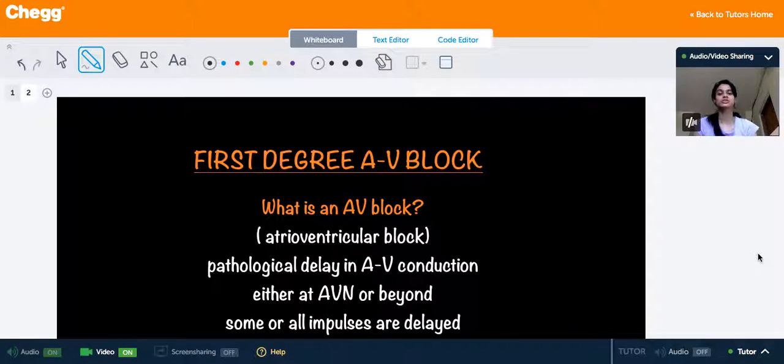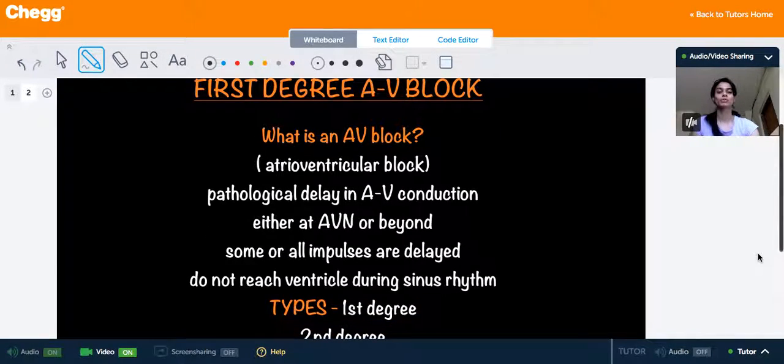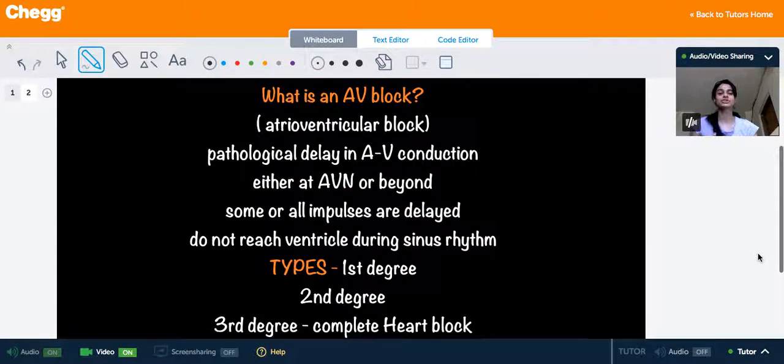What, first of all, is a heart block? An AV block or a heart block stands for atrioventricular block. Basically, this is a pathological delay in the AV conduction system in the heart, either at the AV node or beyond. It means that some or all of the impulses from the SA node are delayed in being transmitted to the ventricles, so they do not reach the ventricles during sinus rhythm.